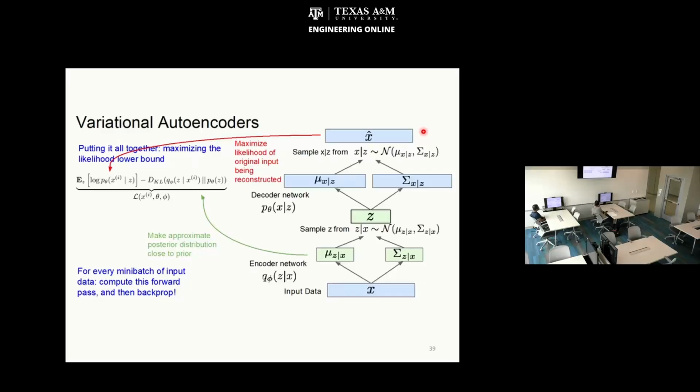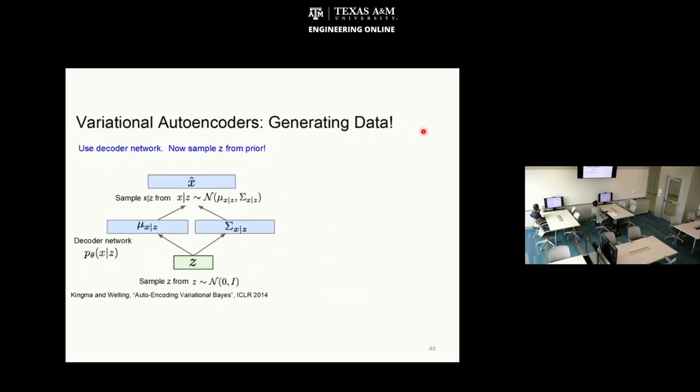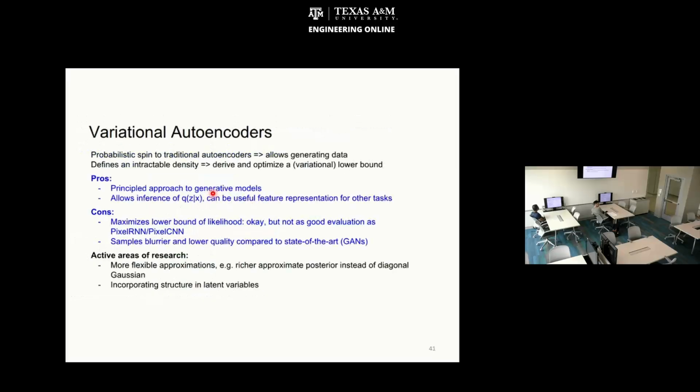Okay, so now that we have trained the autoencoders, we can take the decoder part out after it's trained and feed the z with just samples from a standard Gaussian. Once that is done, we can generate samples. That's how we generate data, okay?